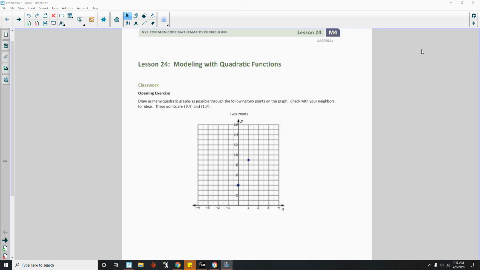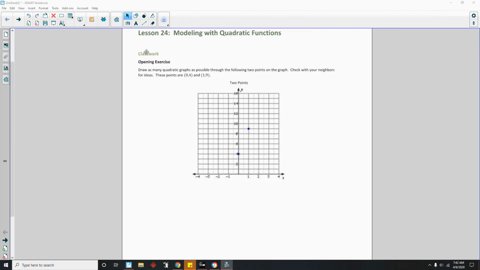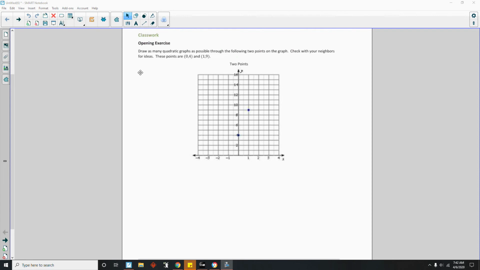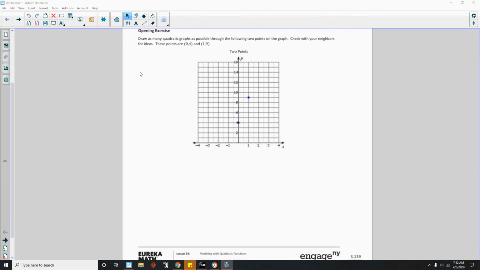Okay, this is lesson 24, the last lesson in the module, and it is titled Modeling with Quadratic Functions. So the first classwork opening exercise says, draw as many quadratic graphs as possible through the following 2 points on the graph. Okay, so for starters, I am going to assume that this is my vertex here and it's opening up.